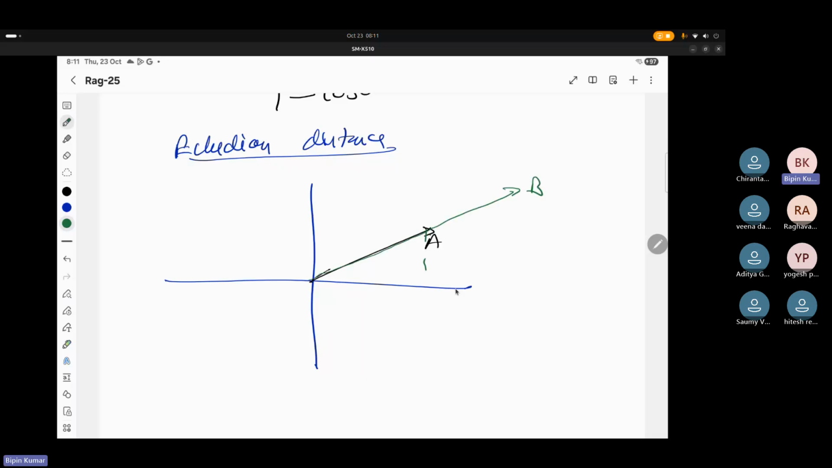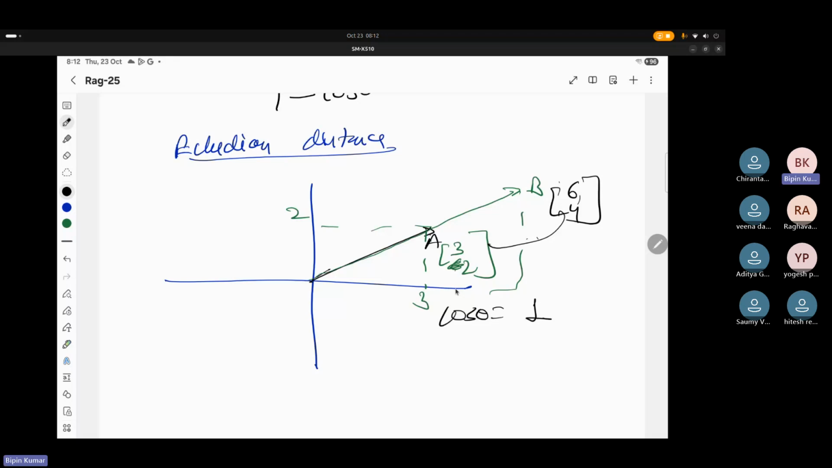So a vector, for example, let's say this a vector value is 3 and 2. Let's say this b vector value is 6 and 4. If you calculate the cosine similarity, the angle between a and b, cos theta, both values are different, right? But if you calculate the value, it will be 1.